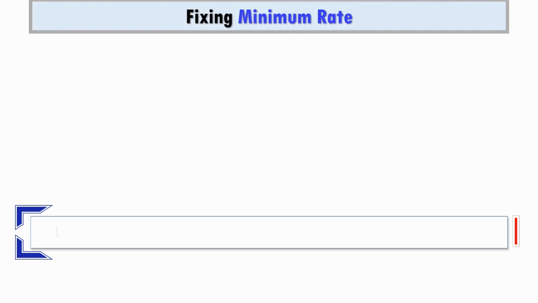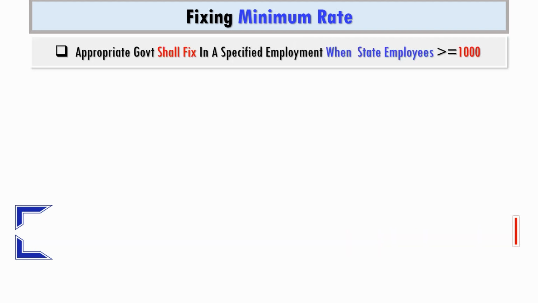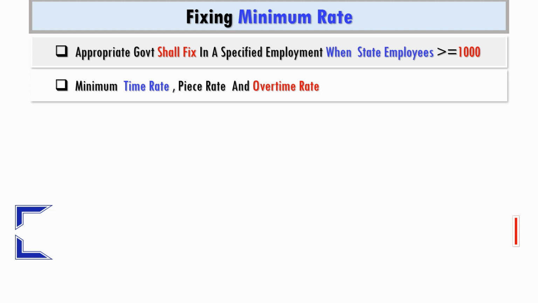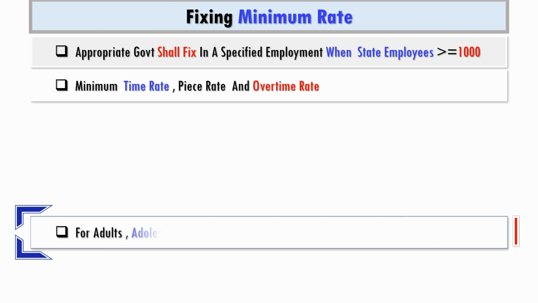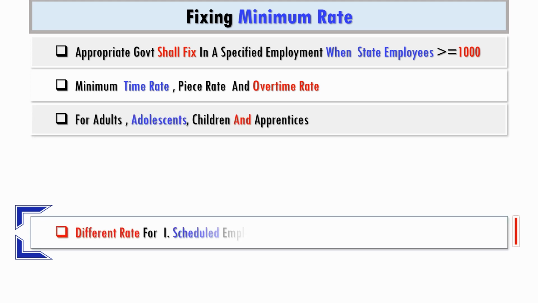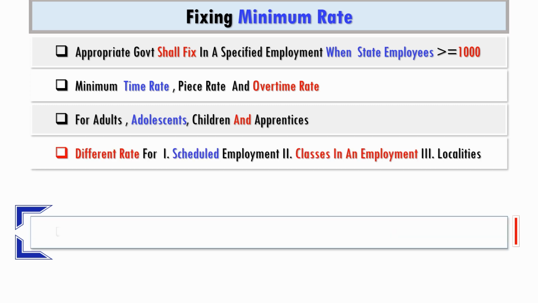While fixing minimum rate, the government ensures that there is a minimum of 1000 employees in an employment category, and it may fix a minimum time rate, minimum piece rate or an overtime rate. It may fix different rates for adults, adolescents, children and apprentices. And different rates may be fixed for different scheduled employments or within an employment for different classes, or a different rate for a different locality.